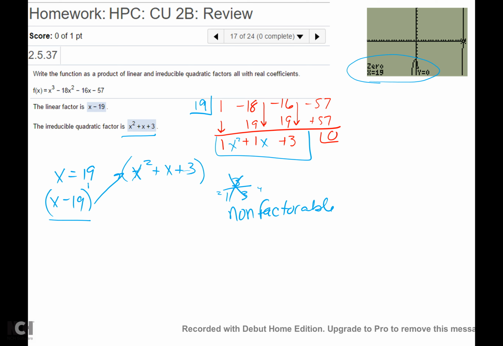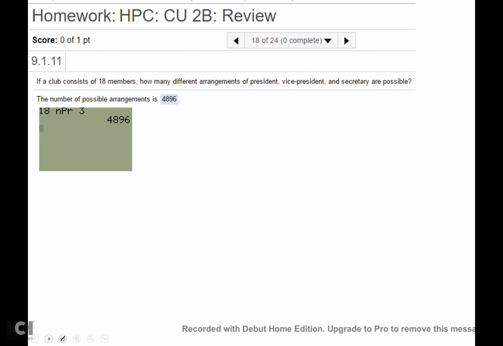So the linear factor, because it's to the first degree, is x minus 19. This one's the quadratic factor because it's second degree. Alright.